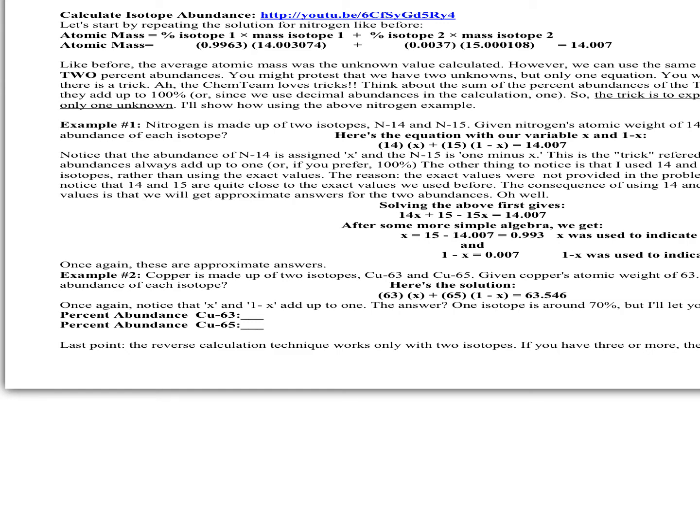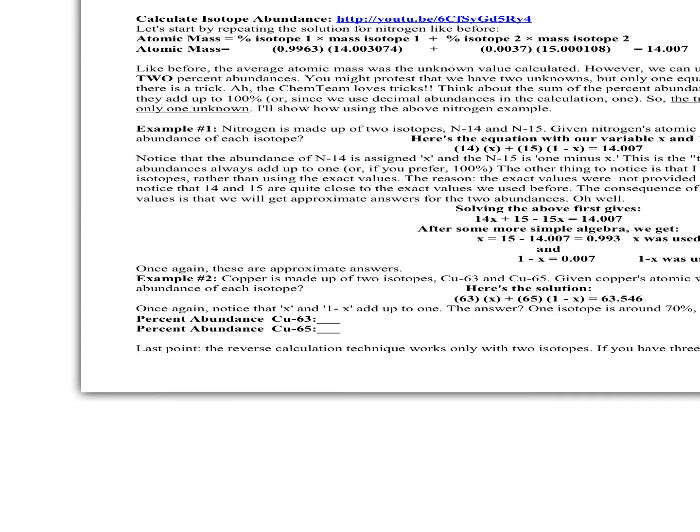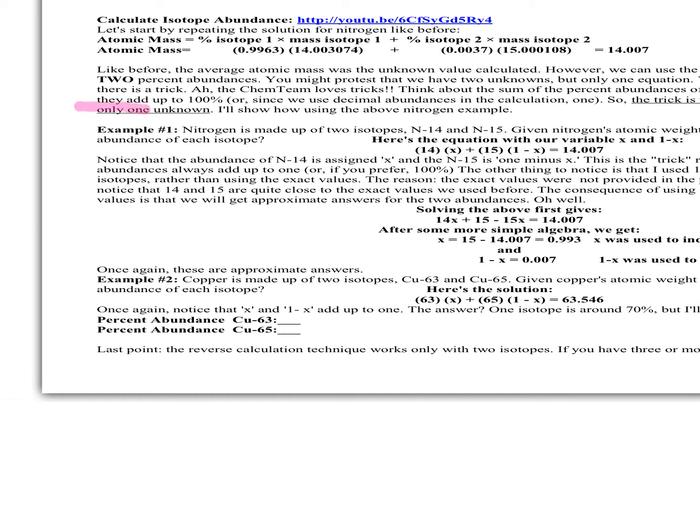So let's start by repeating the solution for nitrogen like before. As we solved before, if you were to solve for atomic mass, you'd plug in each of your percents with their masses and solve to get 14.007. Like before, the average atomic mass was the unknown calculated. However, we can use the same formula to calculate the two percent abundances.